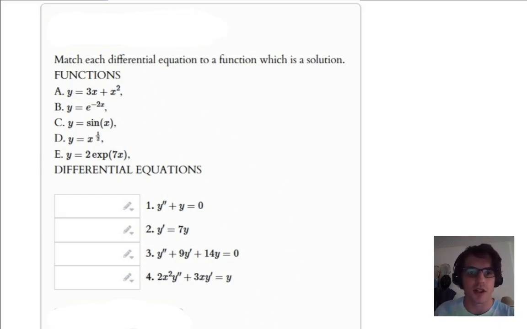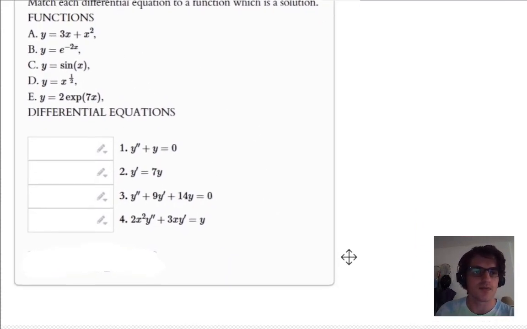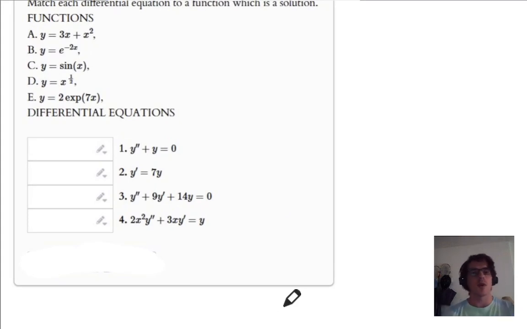Match each differential equation to a function which is a solution. Okay, so we're going to use the same method that we used last time, taking the derivative and then plugging it in. I think a good way for us to do this would be to take all of these derivatives and then to plug them in. And the reason is I don't think at this point you have the intuition of, oh, this function suits this differential equation well. Eventually you will, but not now.